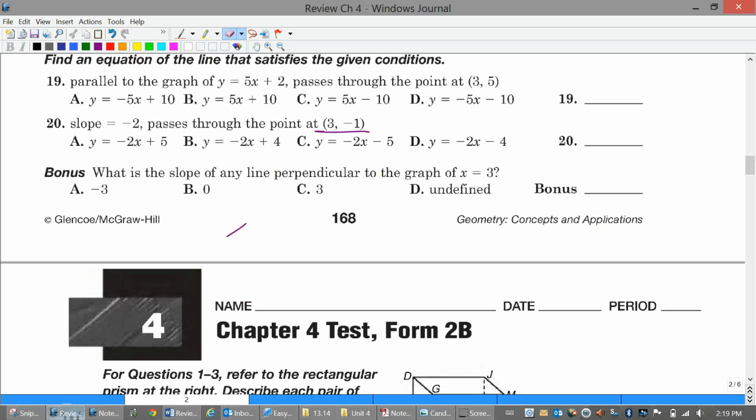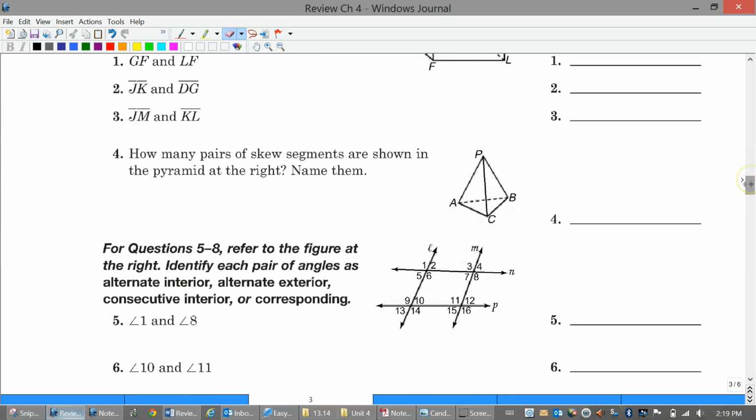All right. Any questions on the other ones on this page? Okay. Next page. Yeah. 5.